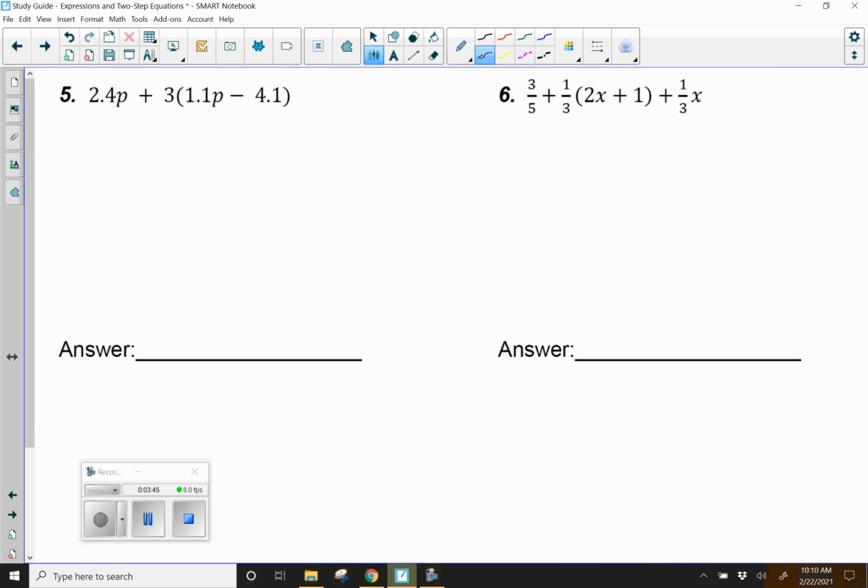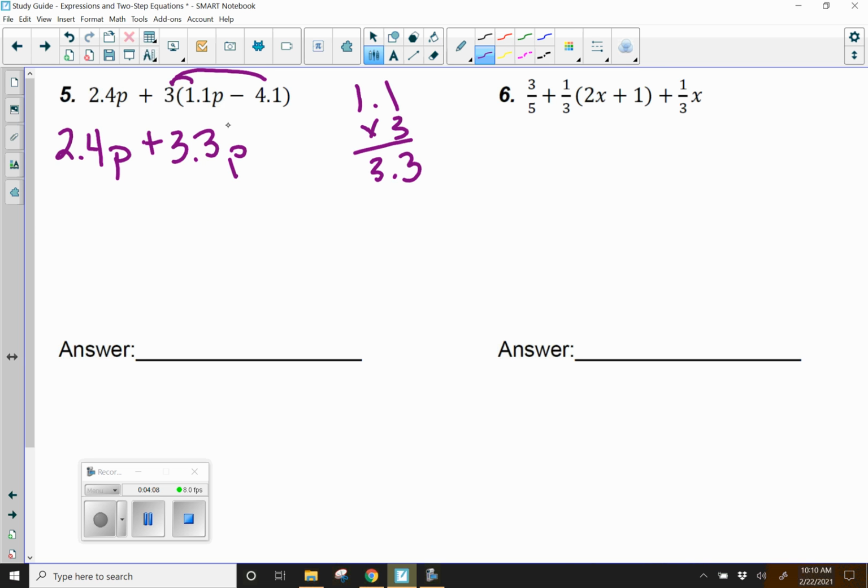Okay, moving on to number 5. We have some decimals here, so we have to be careful with our operations. We have distribution as well. So I'm going to leave 2.4p as is, and now I'm going to multiply 3 times 1.1p off to the side, which leaves me with 3.3p. And then we also have a 3 times a negative 4.1, so off to the side, I'm going to multiply 4.1 times 3. And that gives us a negative 12.3, so minus 12.3.